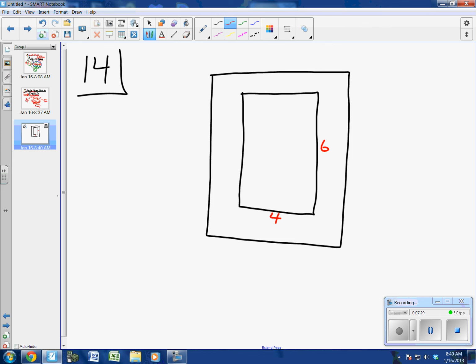X. Watch. X. And X, right? I'm going to add it over here too. X and X. Okay, I can't find the area of the picture plus the frame, can I? I cannot find that, but I can write an expression for it, right?